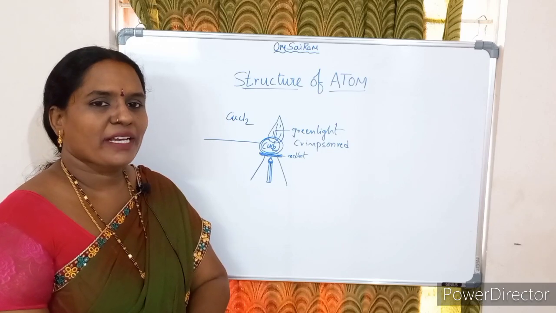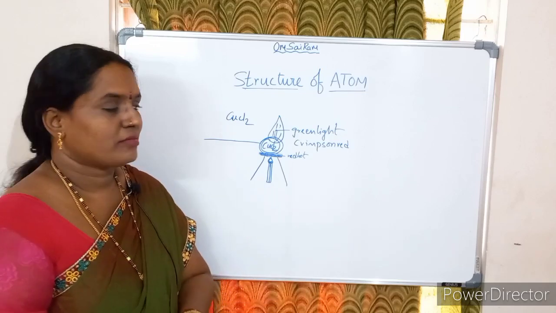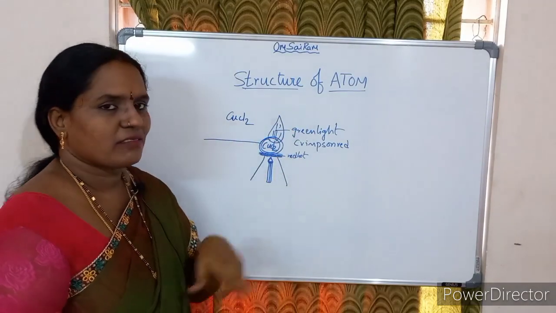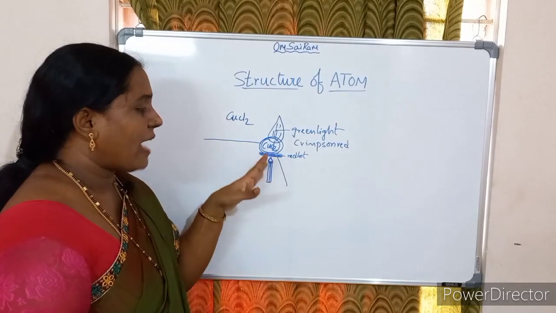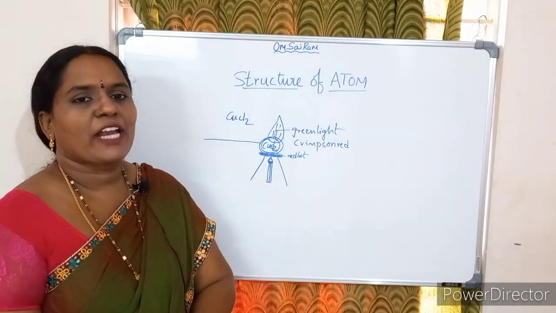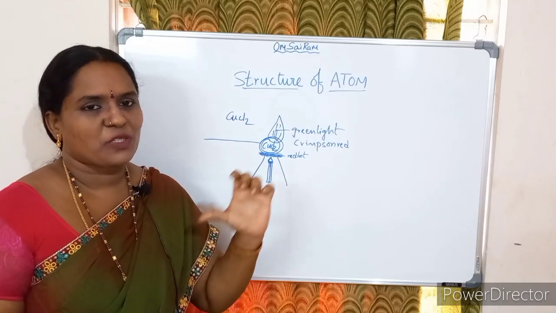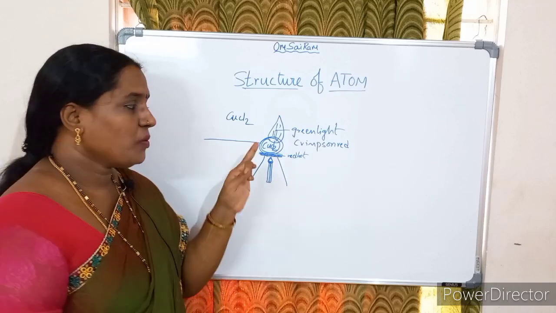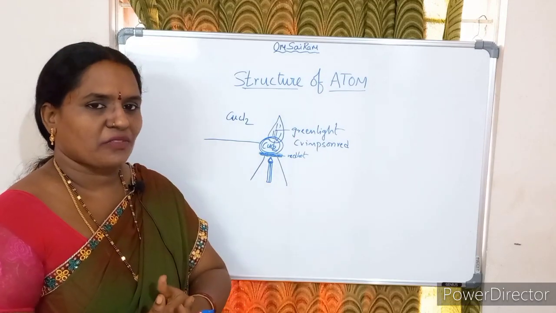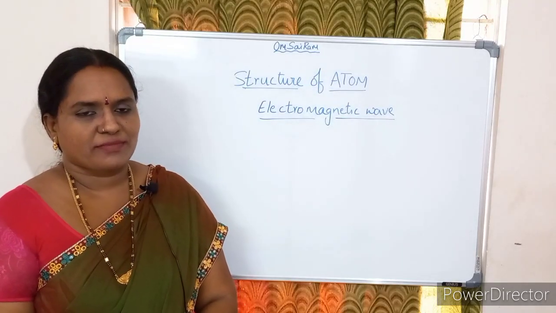What is an electromagnetic wave? Light is an example of electromagnetic wave. This cupric chloride produced a light, green light. It is an electromagnetic wave. Later strontium chloride produced crimson red flame. That is also an electromagnetic wave. First of all, we will learn about the electromagnetic wave. Why are these different elements producing different colored electromagnetic waves? We will see.